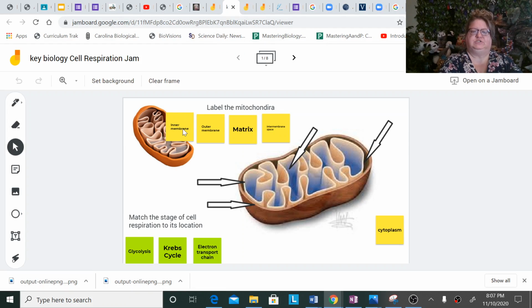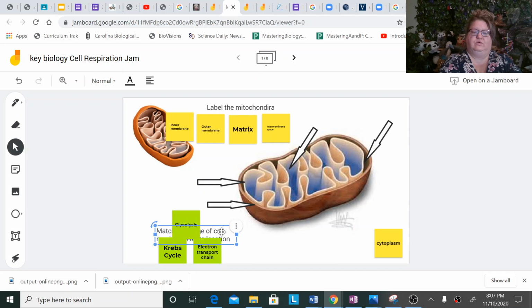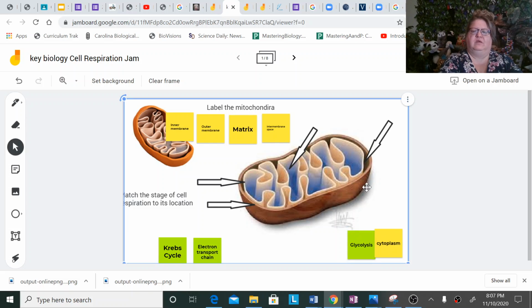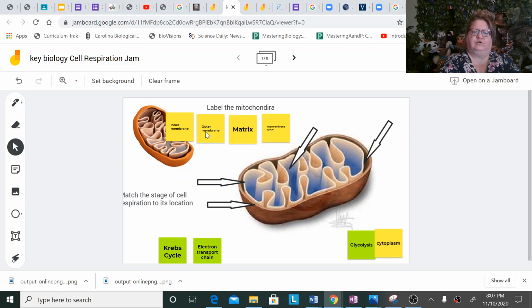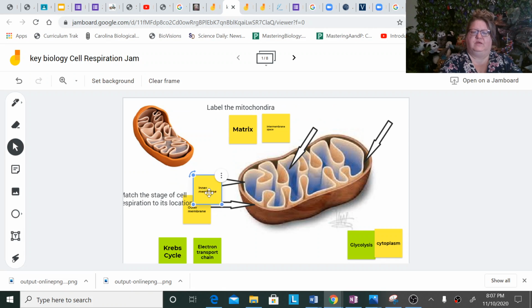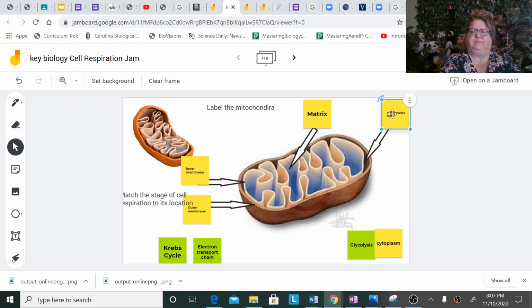So let's see if you got it right. So here's our cytoplasm, and glycolysis got the wrong thing. Glycolysis is going to be in the cytoplasm, so we can match those 2 up. And then let's see what else we've got. We've got our outer membrane, the dark brown, and then we got our inner membrane, our lighter brown. And then the matrix is going to be the inner part of the mitochondria, the blue. And then we got this space.